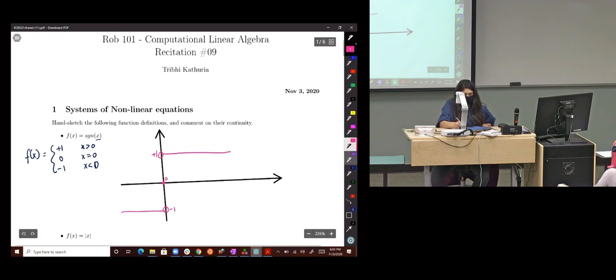By the definition of continuity, we can say that because you have to lift your pencil to draw the function like that, the function is indeed discontinuous.